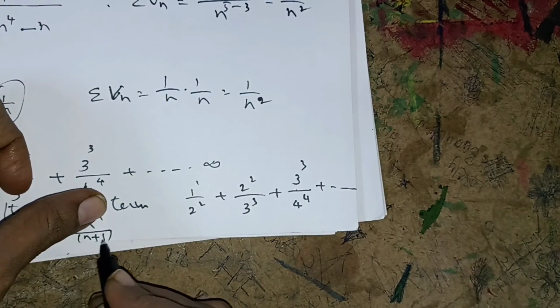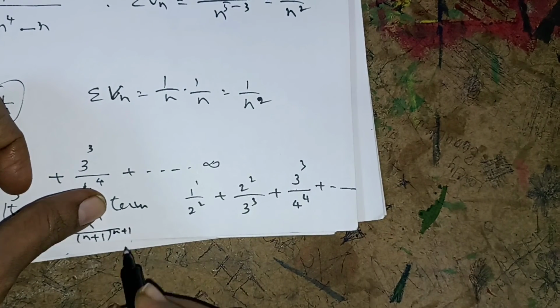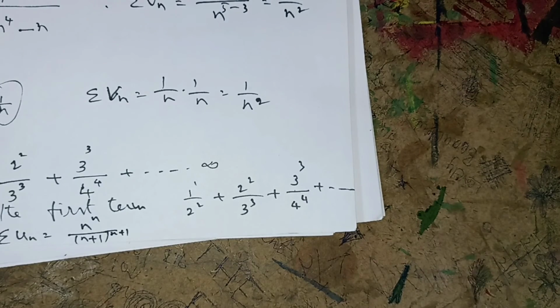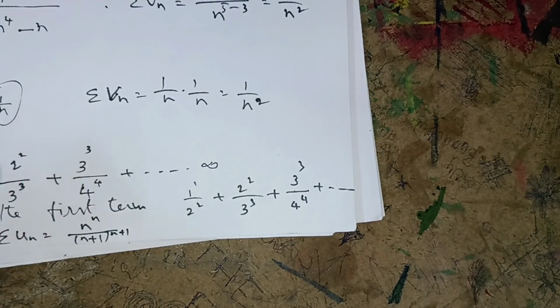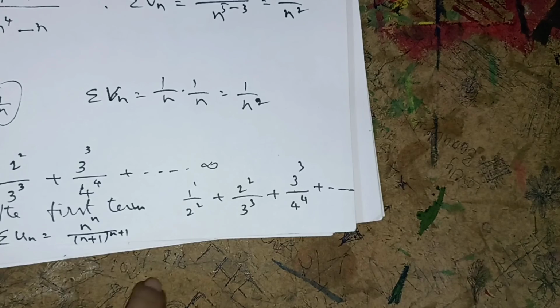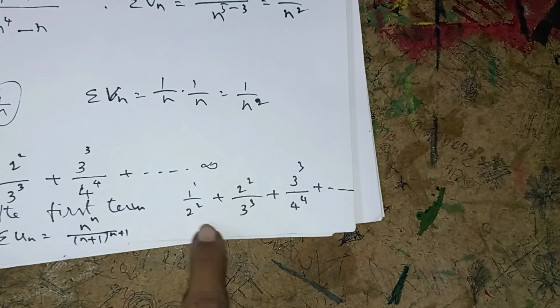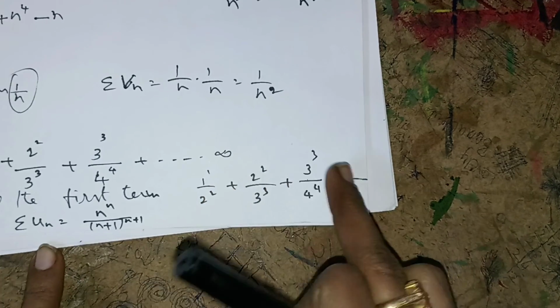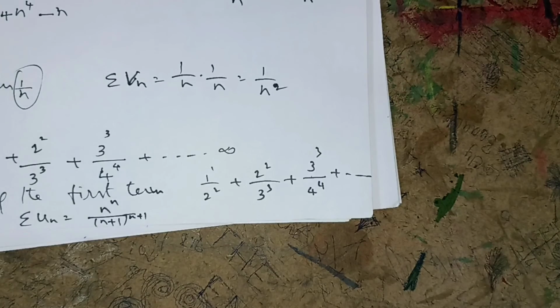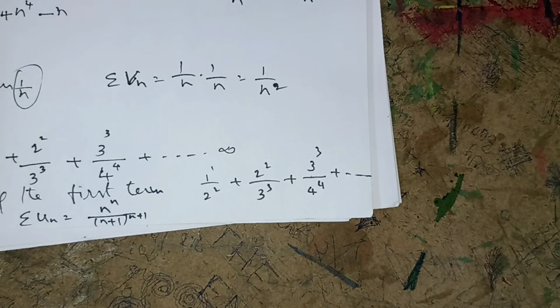2, 3, 4 are in AP, arithmetical progression. The nth term is n plus 1. In the power also 2, 3, 4 is there: n plus 1 to the power of n plus 1. Coming to this one, you can find sigma vn. Sigma vn, how can you get? The highest power of n in the numerator is n. In the denominator, the highest power of n is n plus 1. The n gets cancelled. Sigma vn is equal to 1 by n you will get.